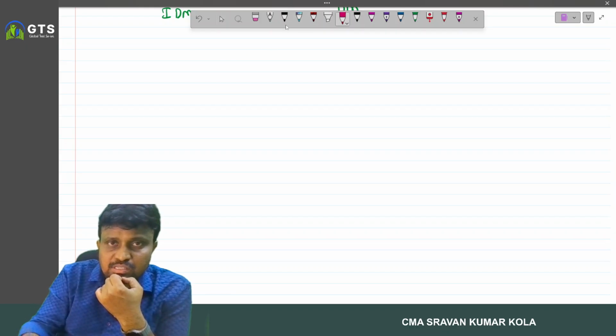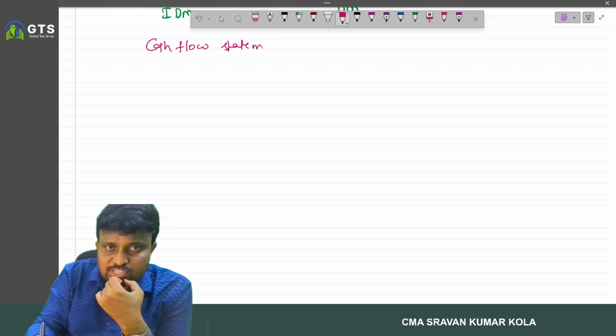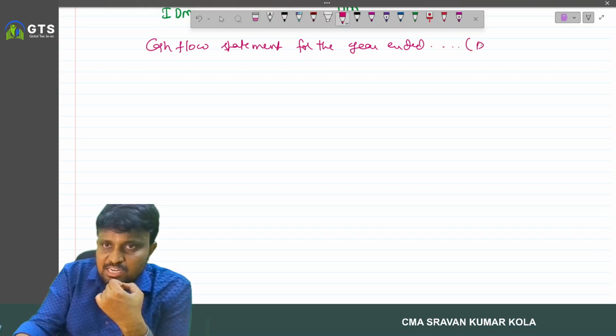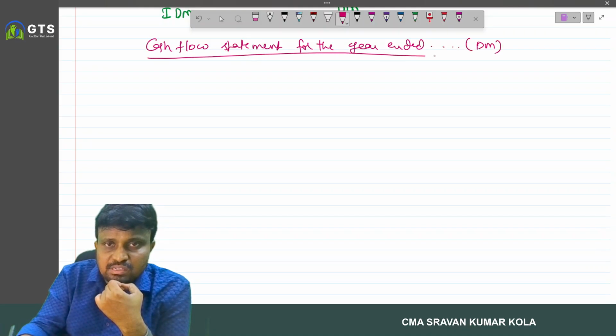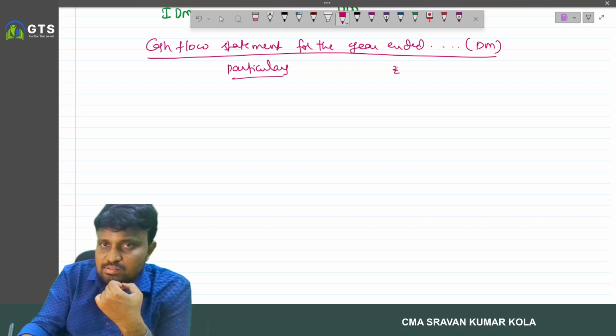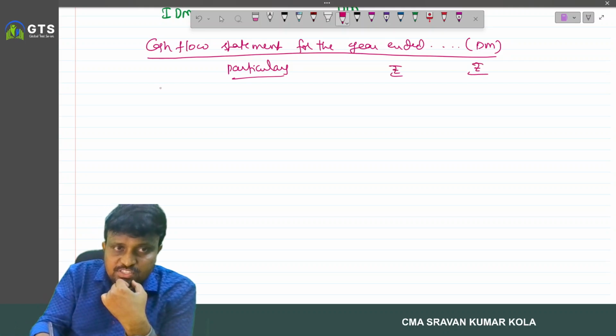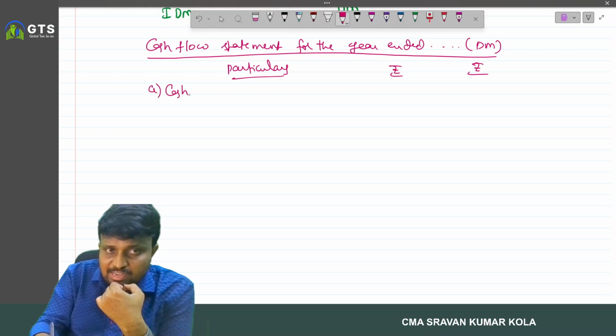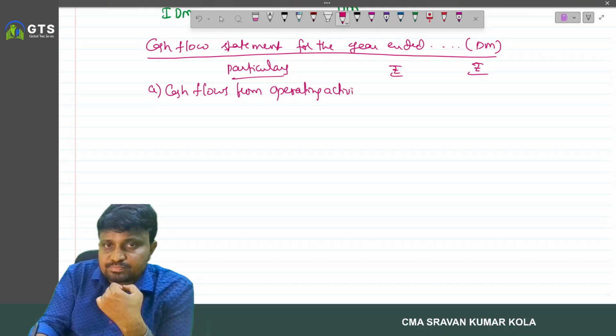So here, cash flow statement for the year ended, and we'll see it under the direct method. So first we have to consider cash flows from the operating activities. Cash flows from the operating activity.